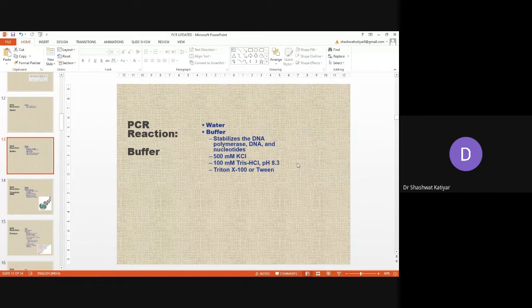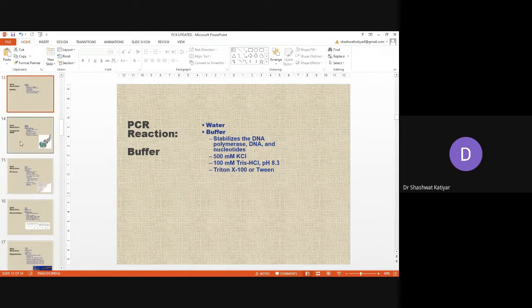So that's why a phosphodiester bond will be formed between two dNTPs or three dNTPs. The buffer will be 500 millimolar KCl, and it is Tris-HCl, which has a pH of 8.3, and another buffer component is Triton X-100, which is also used for the buffer preparation.